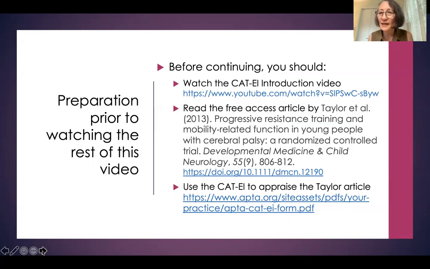I will tell you in advance that while there are many outcome measures in the Taylor article, this presentation focuses on walking distance, the timed up and down stairs, and the functional assessment questionnaire. So if you look at those three measures in your review, then you'll be able to match them to my answers.